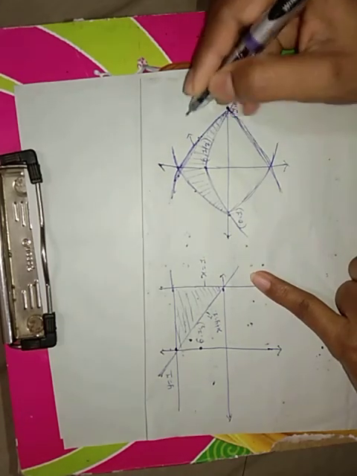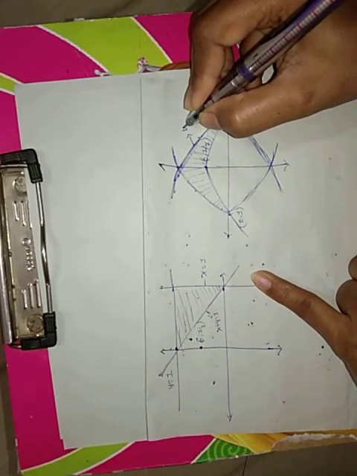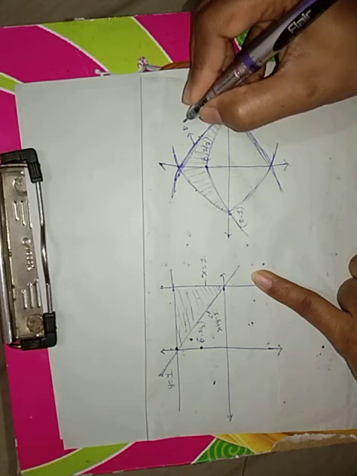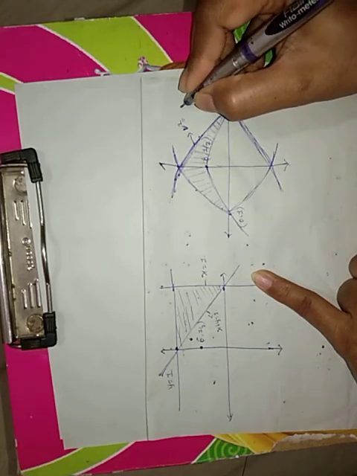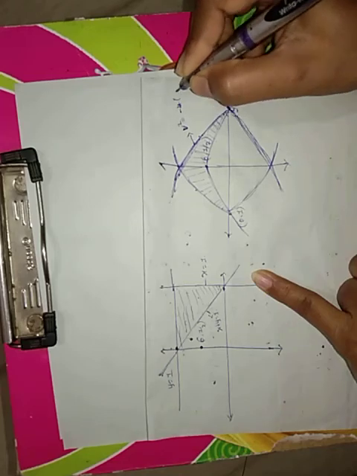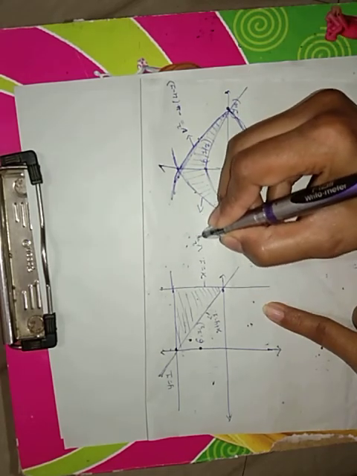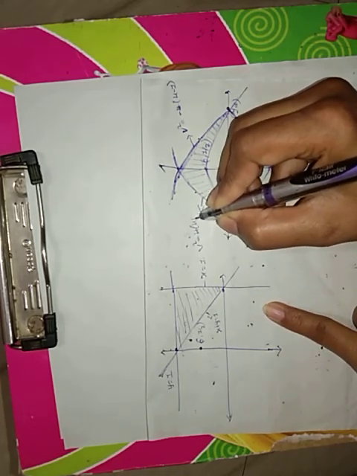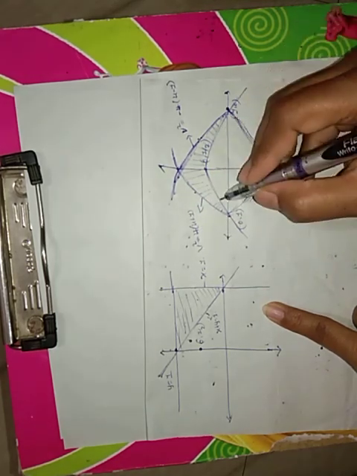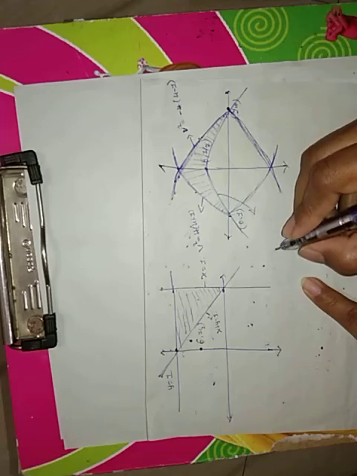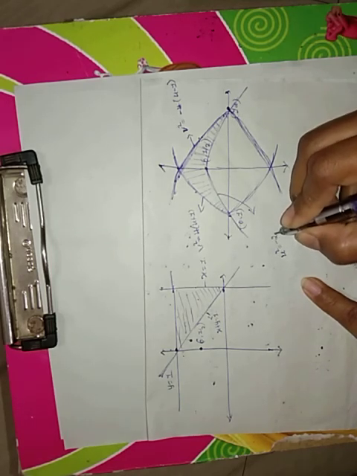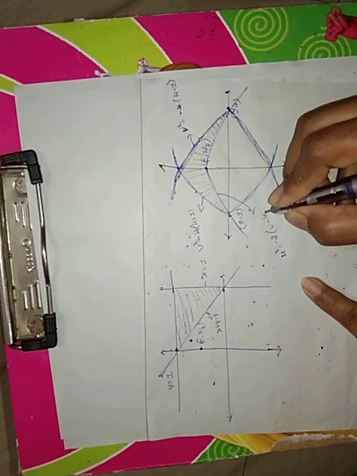So this is an equation of v square is equal to minus 4 of u minus 1, and this one is v square is equal to 4 of u plus 1, and this one is u square is equal to minus 2 of v minus 1 by 2. So this is the graph for the W plane.